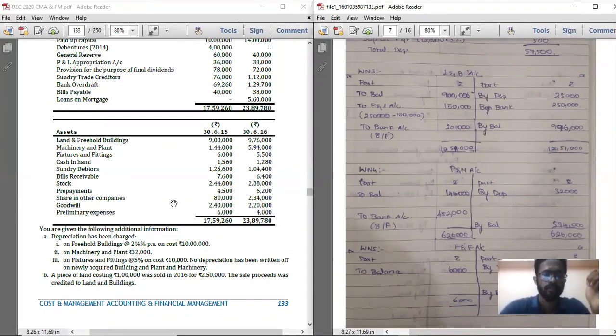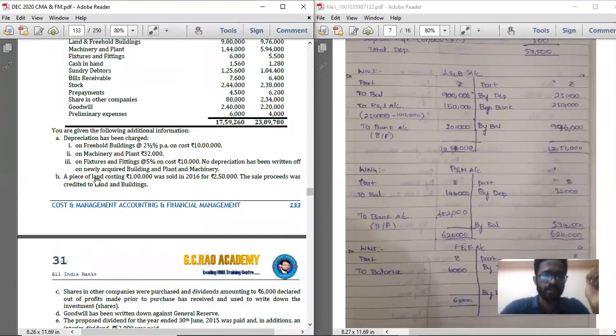Whereas if there is any sale of land, suppose a piece of land costing 1 lakh was sold for 2,50,000. How much is cash coming in? 2,50,000, so by bank 2,50,000. How much is the profit? 2,50,000 minus 1 lakh, you will get 1,50,000 profit. So to P&L account 1,50,000 on the credit side. The remaining balancing figure is nothing but the purchase of land and building.